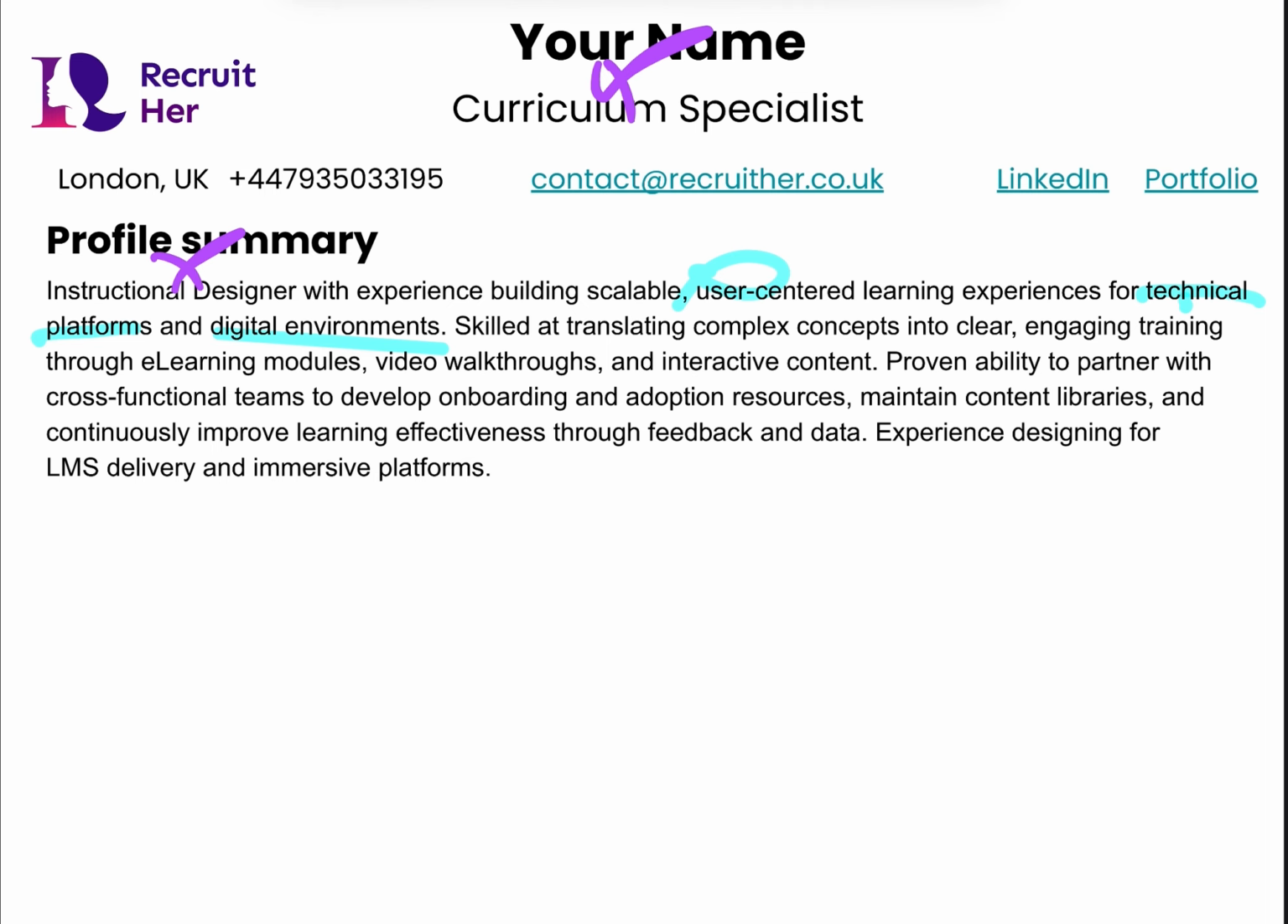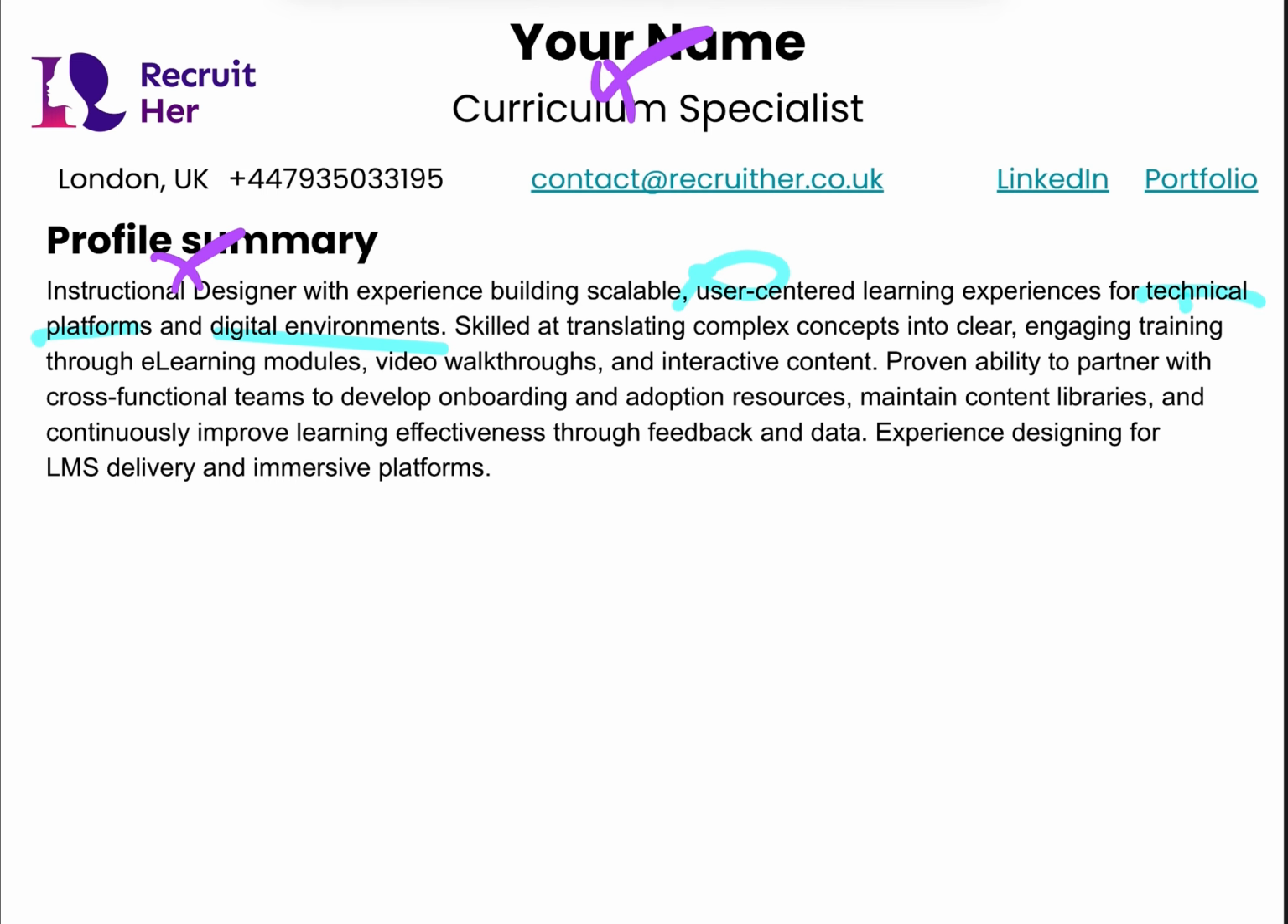So yeah, let's see. Skilled at translating complex concepts into clear, engaging training through e-learning modules, video walkthroughs, and interactive content. Cool. Okay, so they have created content. I'm not really seeing a lot of journey here. There is a difference between creating content and understanding the user journey through that content, and then reading through the data and understanding how to adapt that content later on.